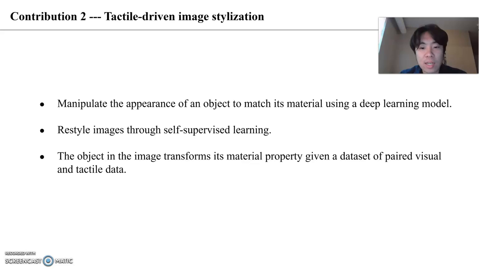To prove the robustness of our dataset, we developed a deep learning model for manipulating the appearance of an object to match its material property, a problem we term tactile-driven image stylization. Our model learns through self-supervised learning. Given a dataset of paired visual and tactile data, the model learns to manipulate the image such that, after manipulation, the object in the image transforms its material property. For example, we can make an object harder, or make a carpet become a wooden plank. We also empirically found that changing the tactile signal in the mixture results in predictable visual changes.